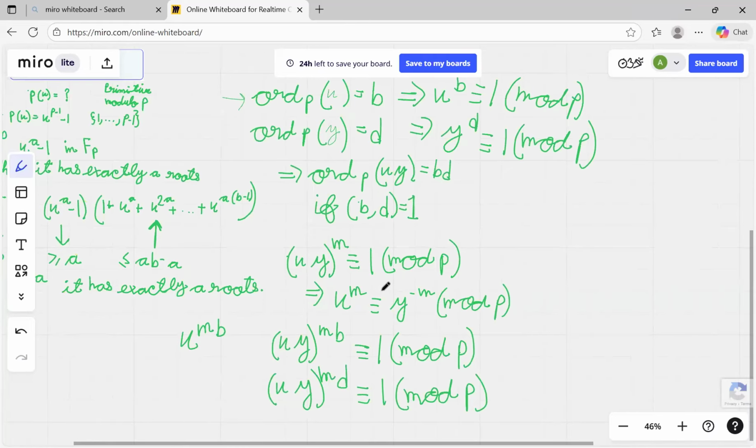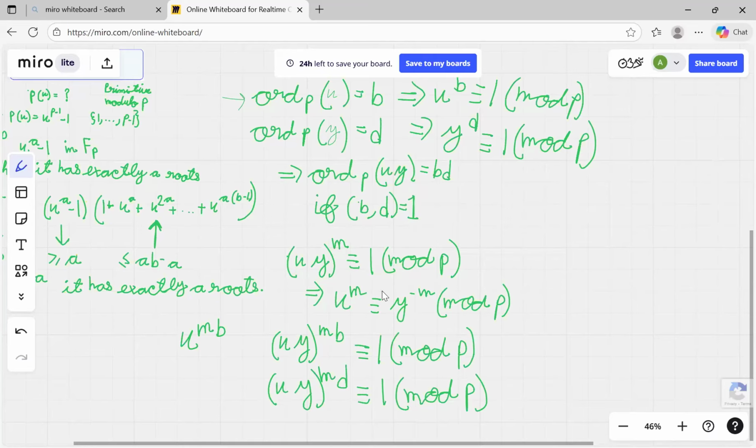Wait, what? The order divides the difference, the GCD of mb and md. Like x to the b to the m would be 1 mod p, thus y to the mb is 1 mod p. Since the order of y is d, d must divide mb. Since b and d are co-prime, d must divide m. Hence b must also divide m. Thus bd divides m, and obviously m divides bd.